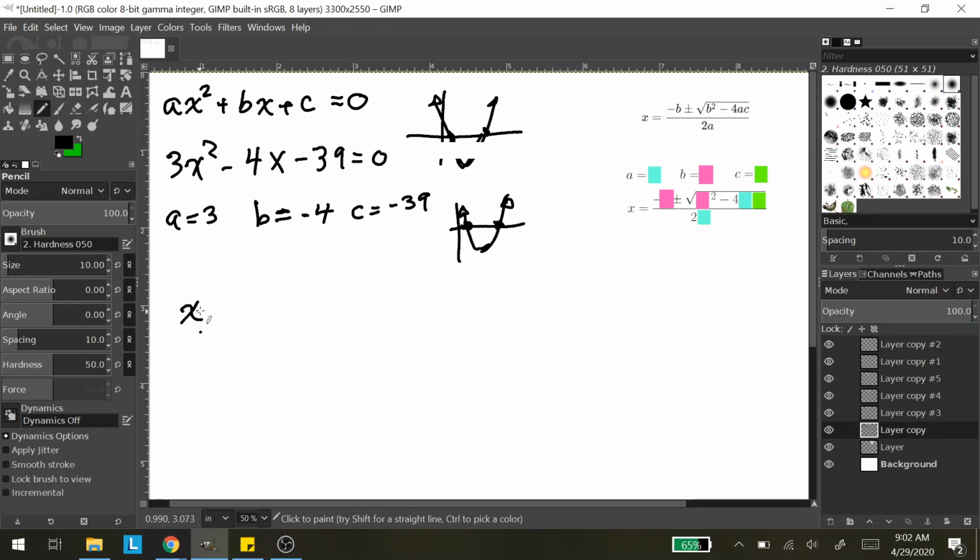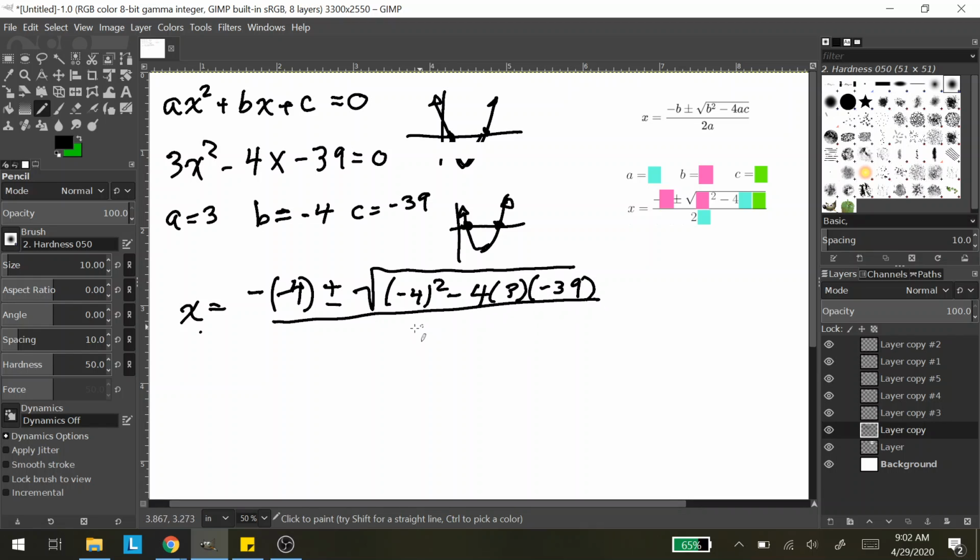So x equals the opposite of b. In this case, b is negative 4, plus or minus the square root of b squared minus 4ac, all over 2a. And that's it. If you can do this, where you pull out the A, the B, the C, and you can put them in the correct places, then you can do the first half of today's assignment.